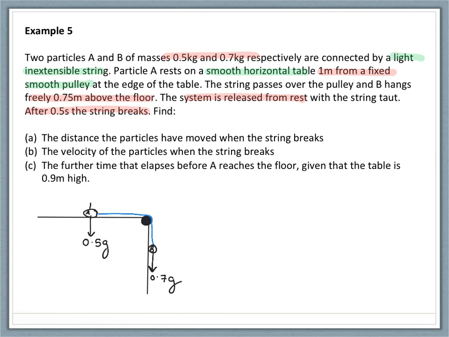Let's draw on the normal reaction force, the table pushing up on A. Now it's a smooth horizontal table, so that means there's no friction between A and the table. There is a tension force, like so, and an equivalent tension. So we know that A is 1 metre away from the pulley at the start of the motion, and we know that B is a measurement of 0.75 metres above the ground, and the system is released from rest.